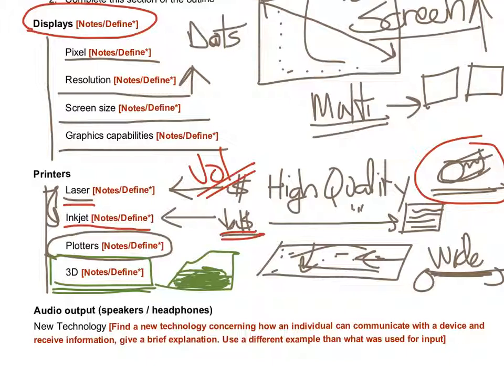Audio output, depending on the quality you want. Speakers and headphones are extremely popular. They make a really wide range of really good headphones to put on your device, and if you're listening to music or, like me, listening to podcasts and so forth. Okay, and then you can list some new technology that you might be aware of beyond what we mentioned here.